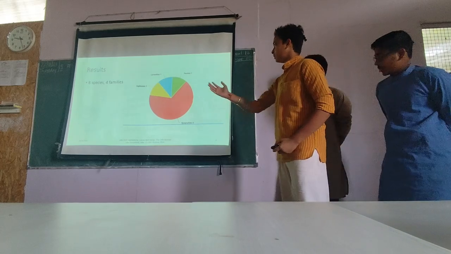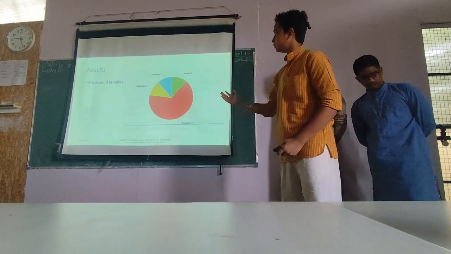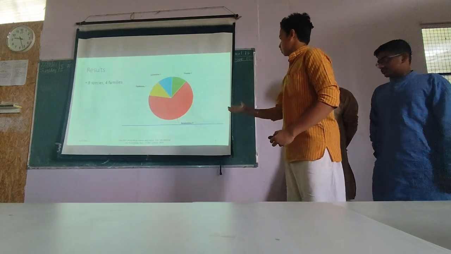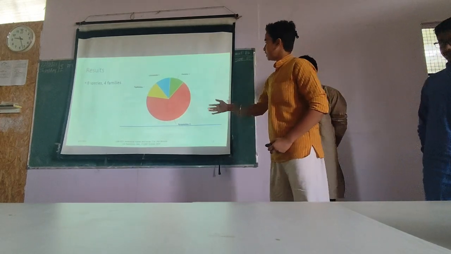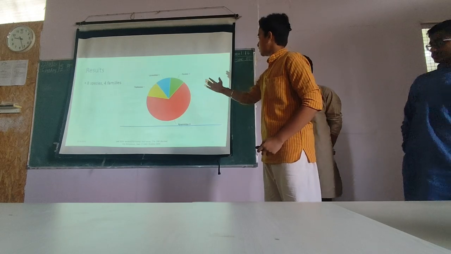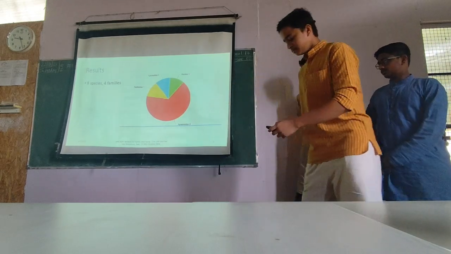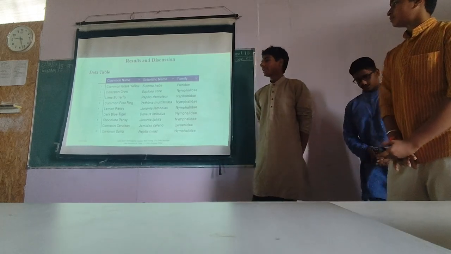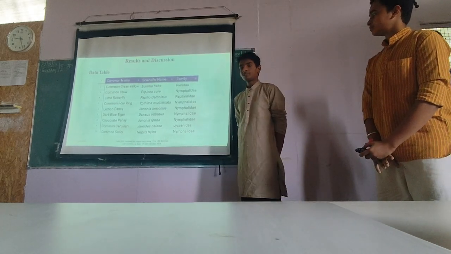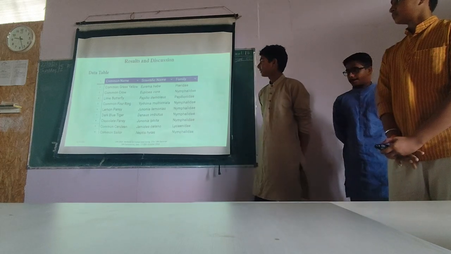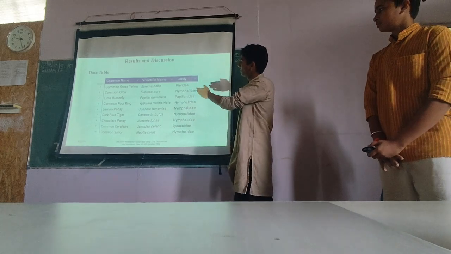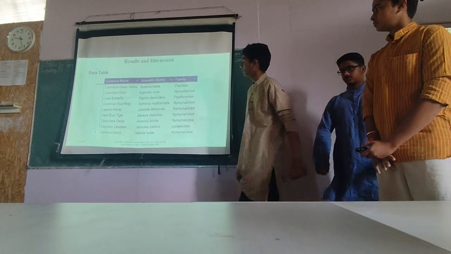Coming to results, we found 8 species of butterflies which belong to 4 families. As you can see, the most common is Nymphalidae, and the others are Papilionidae, Lycaenidae, and Pieridae. As Mukunda said, we were anticipating around 20 different species, but due to our untimely visits, we were only able to get 8. The common name, scientific name, and the family are mentioned in this table.